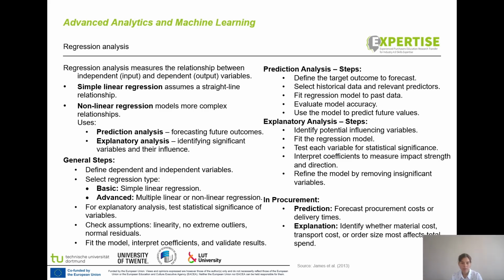In explanatory analysis, we aim to discover which variables matter most, such as whether transport cost or material prices drive total spend. Both approaches give procurement teams the insight they need for data-driven decisions.